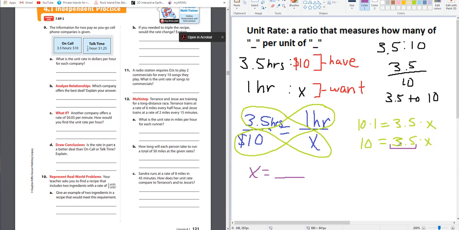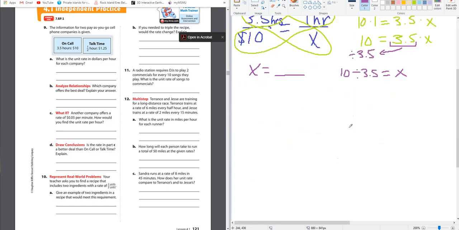Well, the way we do that is we just do the opposite of whatever it was doing before. Right here, it was 3.5 times x. It's multiplying the x, which means in order to move it, we have to do the opposite of multiplication, which is division. So we're going to divide by 3.5. So this becomes x equals 10 divided by 3.5. I can work that out over here.